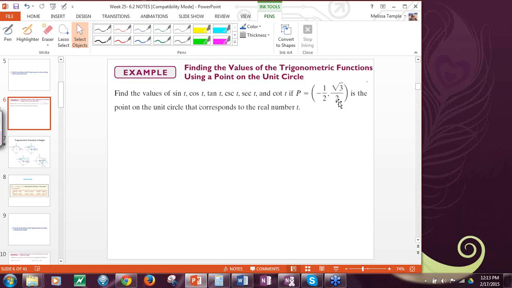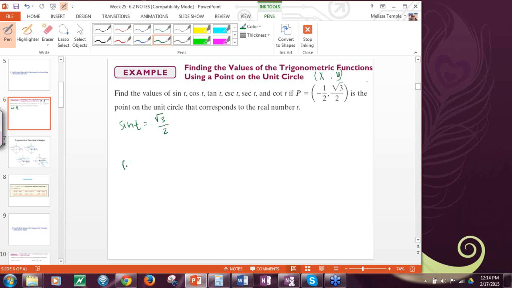If we have the point -1/2 and square root of 3 over 2, which is a point on the unit circle, which corresponds to the real number t. So our angle here is t, and that corresponds to this point, -1/2, square root of 3 over 2. Just simply think of that as x and y. So really, all we're doing is identifying our y's with our sines. So sine of t is equal to my y value for my point. So sine of t is equal to the square root of 3 over 2.